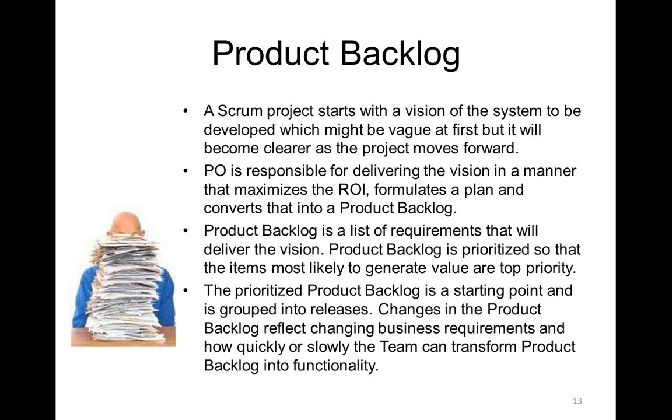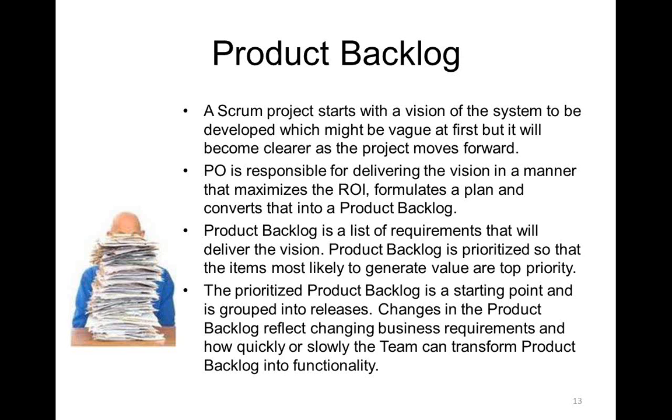And the prioritized or ordered product backlog is the starting point for making the release plan. The product backlog will keep on changing as the teams start delivering the requirements from the top towards the bottom, and that change in the product backlog will indicate how fast or how slowly the team is able to deliver, whether the release plans are going to be in time, whether all releases will be in time, whether the schedule will be met, and things like that.